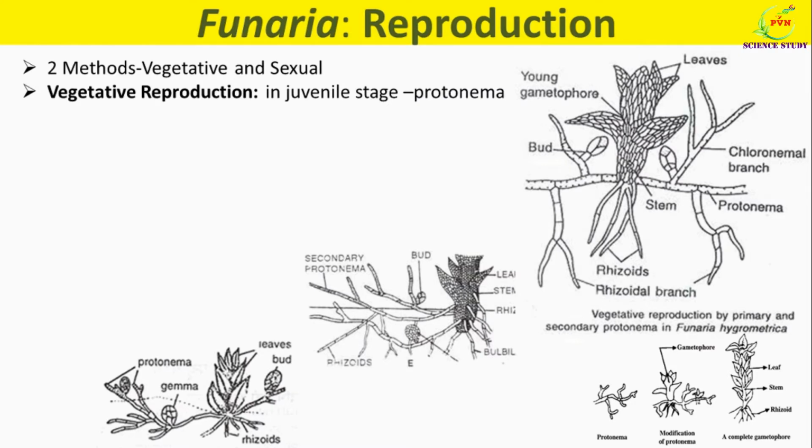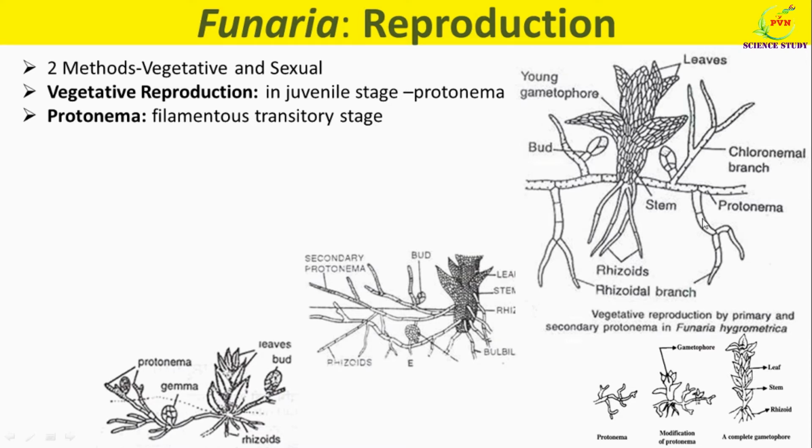Vegetative reproduction is present in the juvenile stage, that is the protonema stage. So this is the protonema stage. Protonema is a filamentous and a transitory stage consisting of two types of branches. The branches very near the soil surface or erect, with cells having numerous conspicuous chloroplasts, are called chloronemal branches. So this is the chloronemal branch. They have perpendicular cross walls. These branches are photosynthetic in nature as they contain chloroplasts.